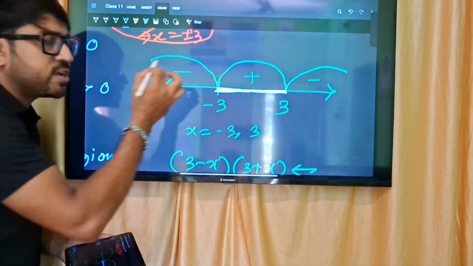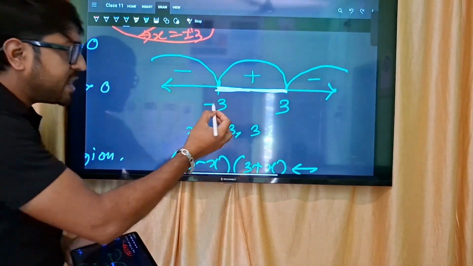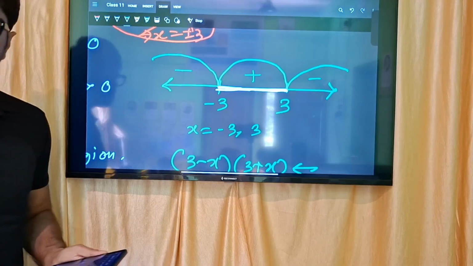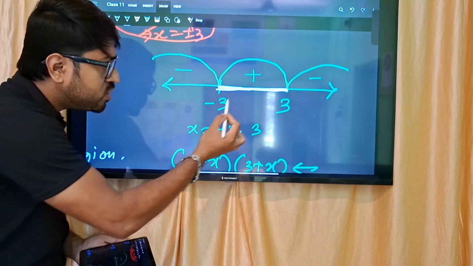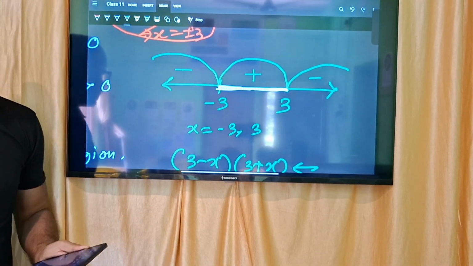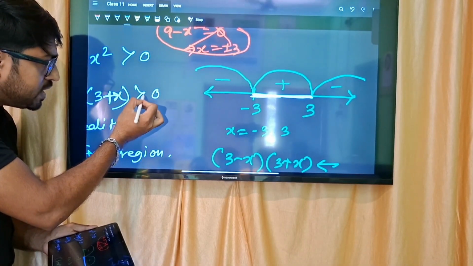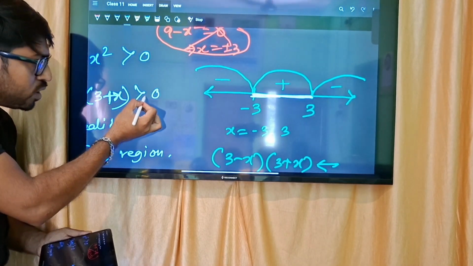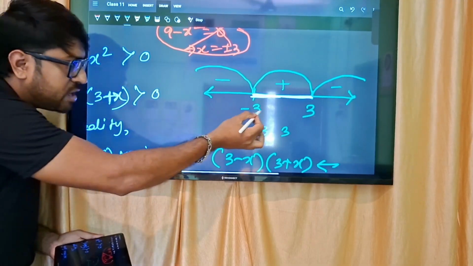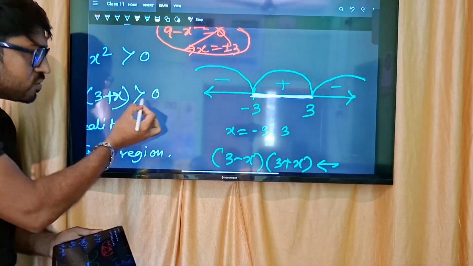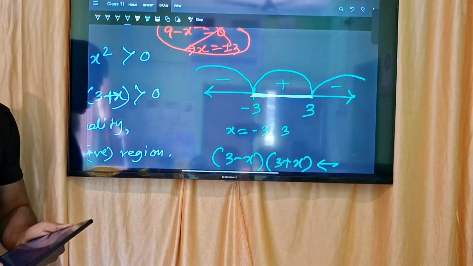That is why the positive region is shaded, that means -3 to 3. Clear? But will these end elements be taken or not? The answer is no, because only strictly greater than 0 is there. If it were greater than or equal to 0, then the equal to would mean they would be taken. Since it is not, they will not be taken. Clear?